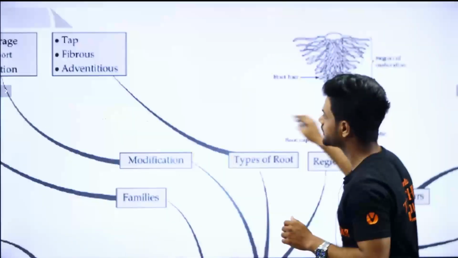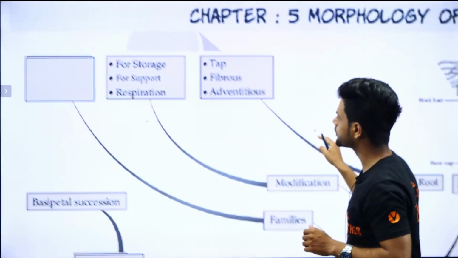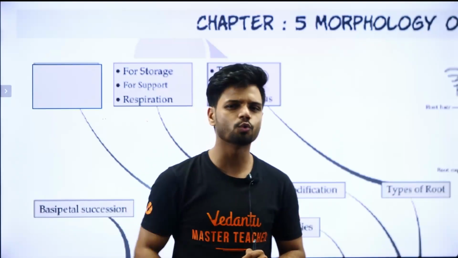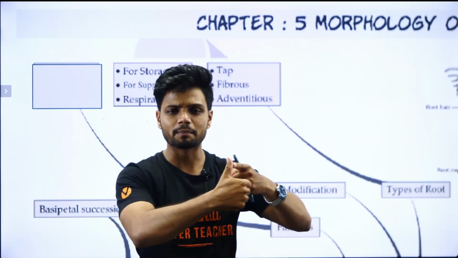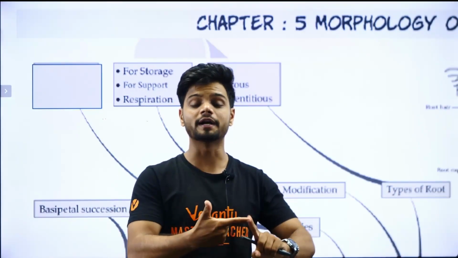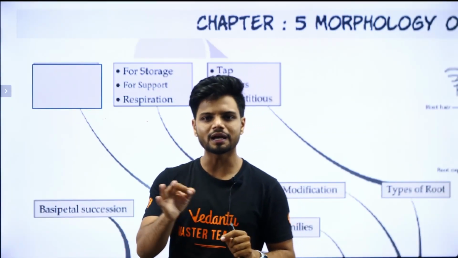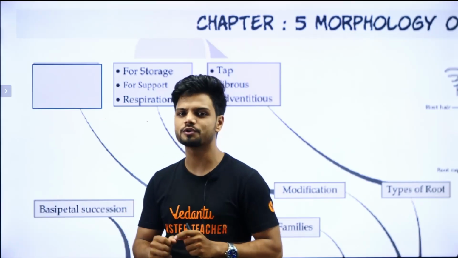The next thing which you need to know is the modifications. That is, students, a particular root has one main function or two or three functions. It can provide anchorage. A particular root can provide absorption of minerals and water. It can also provide plant growth regulators. Let me know in the comment section which are those.